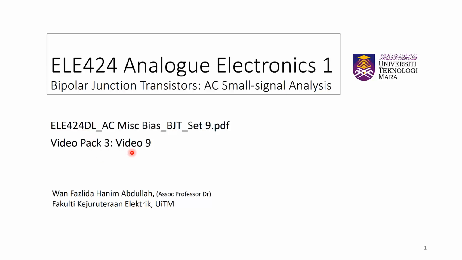This is the final video under Video Pack 3 Bipolar Junction Transistors, and also the last subtopic under AC Small Signal Analysis. So just to recap, under BJT we had the device, and then we had DC biasing circuits, and then the last subtopic was AC Small Signal Analysis, of which there were a few videos covering fixed bias, voltage divider bias, emitter bias, and now we're going to have a look at a miscellaneous of bias, and this video will mostly look at the emitter follower.